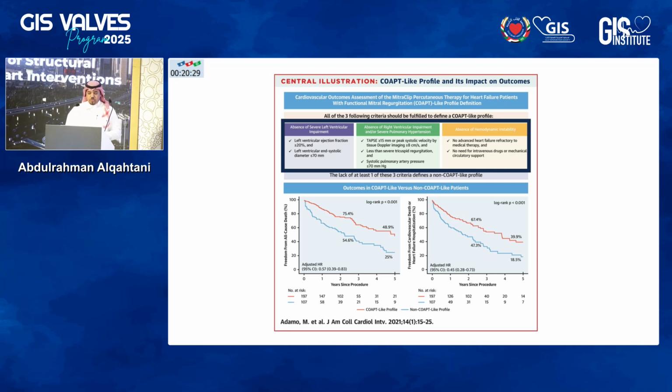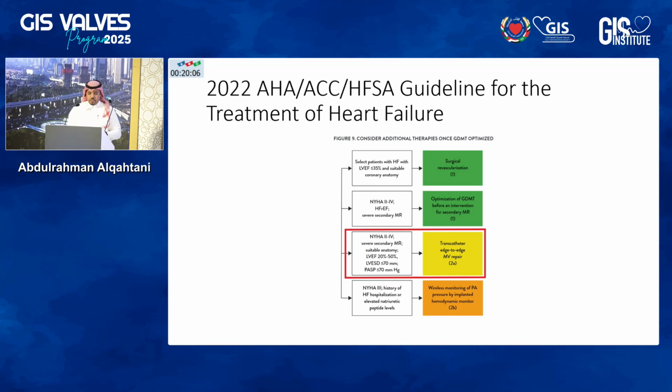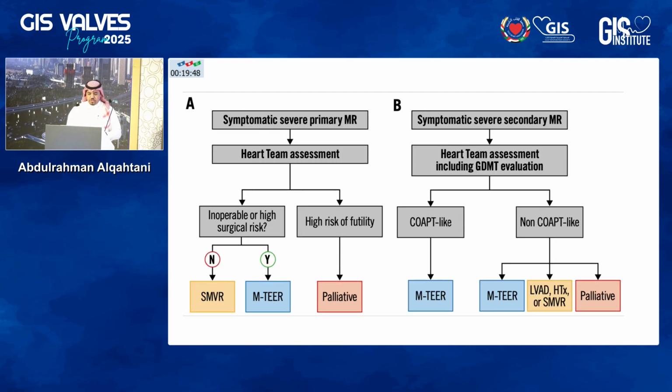When you look at the outcome in COAPT-like versus non-COAPT-like, you can see definitely there is a significant difference between the 2 groups. So we should strive to get those patients who are COAPT-like in terms of their profile. And the guidelines still consider the intervention for secondary MR as class 2A. In general, the 2022 guidelines for heart failure treatment still consider transcatheter edge-to-edge mitral valve repair as 2A, especially if the patients are suitable, which means the ejection fraction above 20, and LV end-systolic dimension less than 70, and there is no severe pulmonary hypertension.